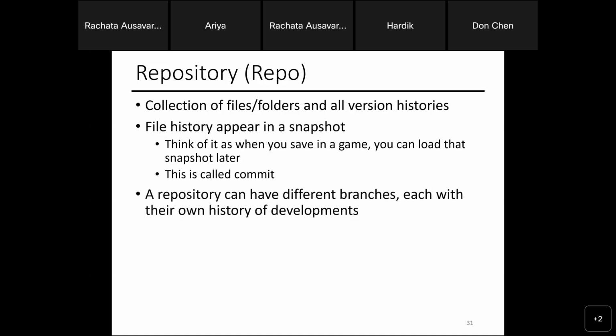A repo can have different branches, each with their own history. So I can branch out into multiple sub-projects. We will cover branching in a bit, right? But your concept right now should be, I can keep track of versions, and then I can branch out in a way that each branch has its own version.